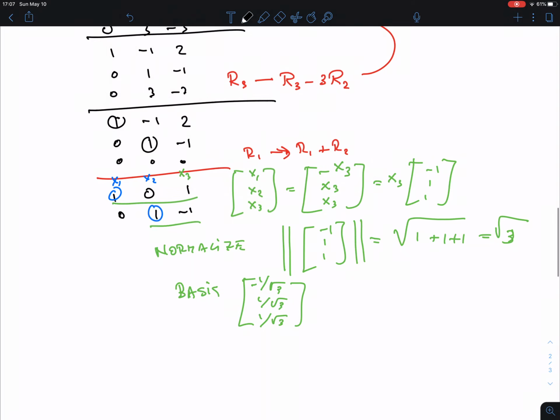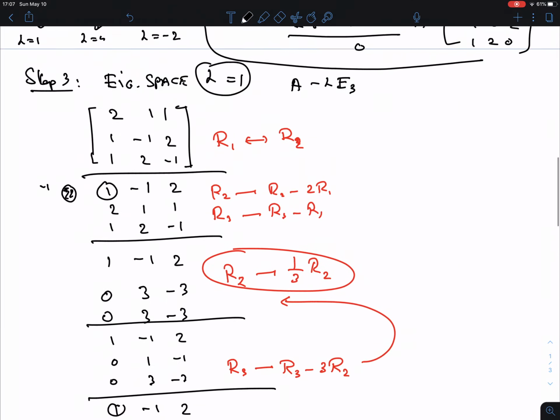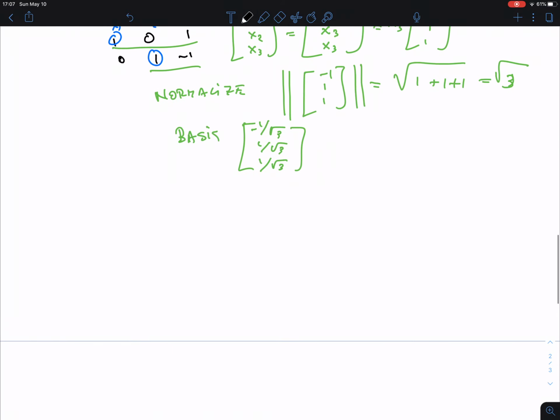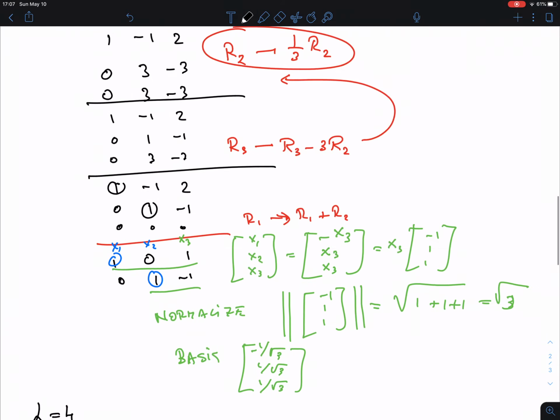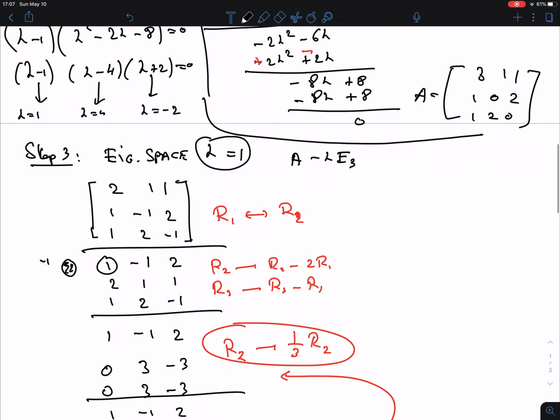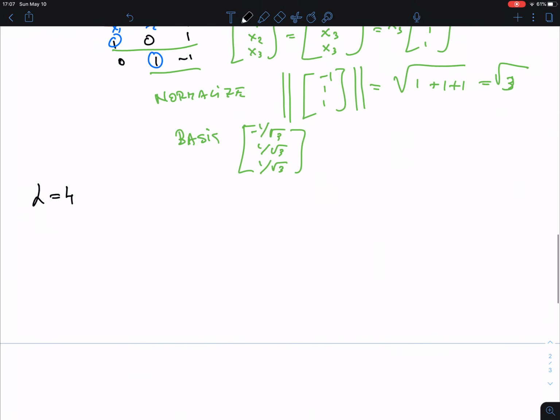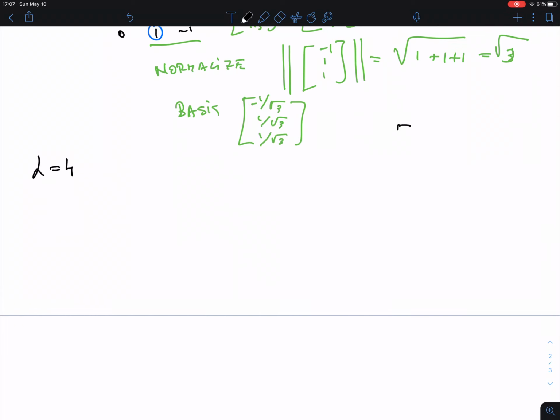The next eigenvalue is, I think, what is it? 4. Let's do 4, okay. Lambda is 4, so now I'm going to subtract 4 from the diagonal. I'll copy the matrix again: 3, 1, 1, 1, 0, 2, 1, 2, 0. So I subtract 4, and now I have the matrix minus 1, 1, 1, 1, minus 4, 2, and 1, 2, negative 4.